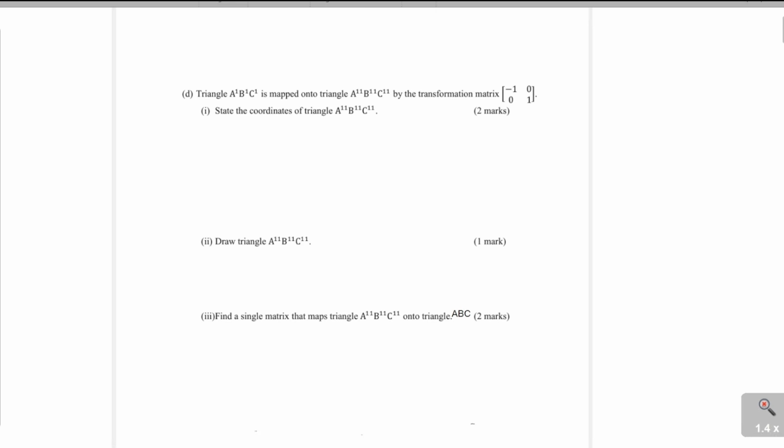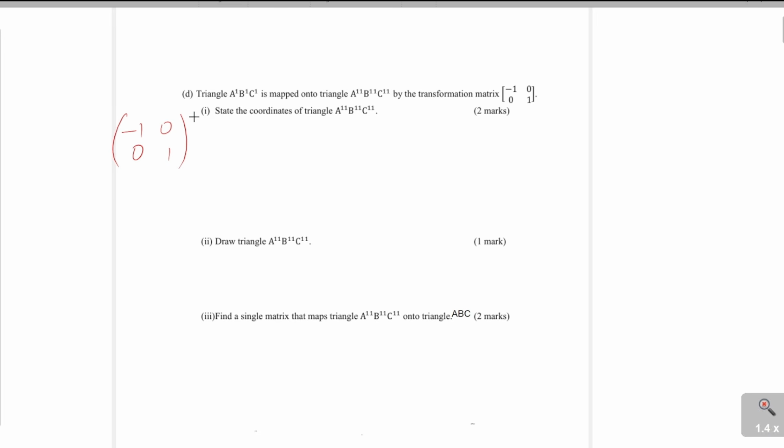So what we actually need to do there is simply to pre-multiply. We already have the coordinates of A prime, B prime. That is the one that is being transformed by this matrix. The matrix of transformation should come before. We should pre-multiply the matrix of transformation with the object. So that is negative 1, 0, 0, 1, like that.